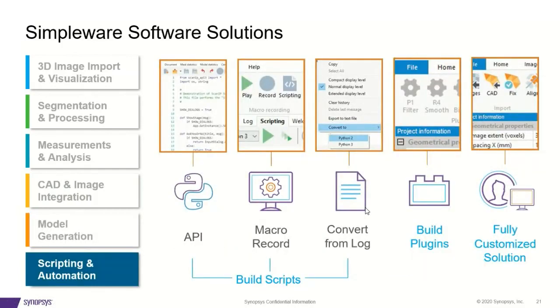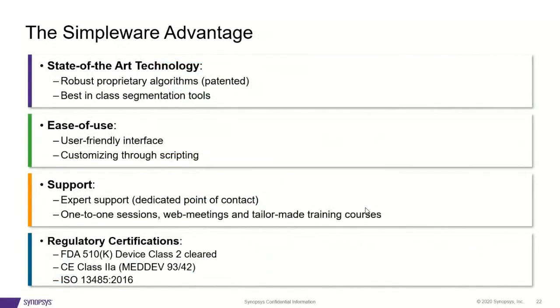And again, as I mentioned, everything that can be clicked can be scripted. So you have full access to the API. You can do a macro recording, showing here. You can convert the log of each step that you've completed into scripting. So those are the ways you can build the scripts. You can also build plugins, so actually your own buttons within Simpleware, really make the software your own based off of your workflow, or a fully customized solution where we can pull in our R&D team and help you generate some fully customized solutions.